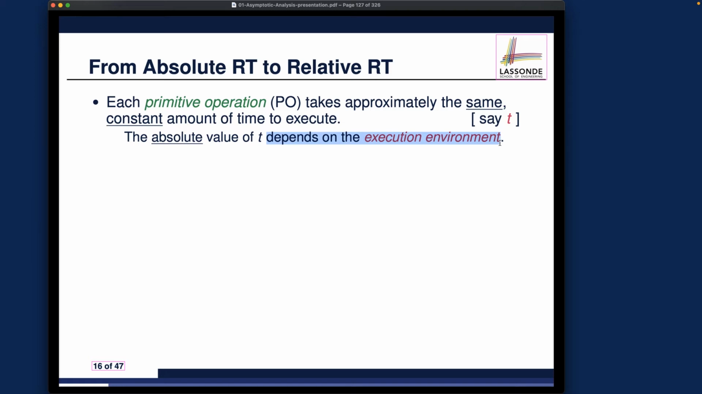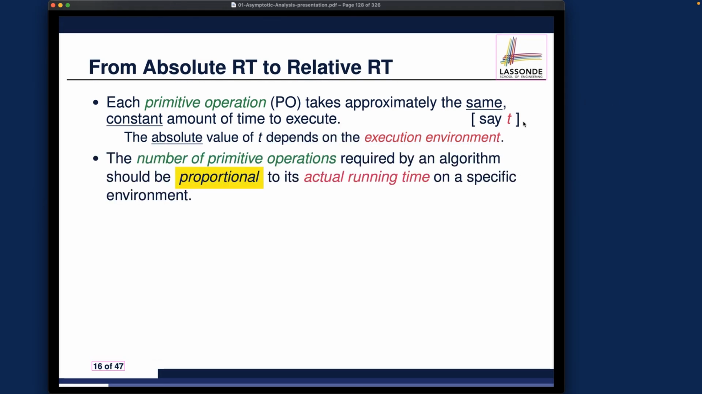We'll see. The number of primitive operations required by an algorithm should be proportional to its actual running time. So what should be the extra factor that we're talking about? Since we say it's proportional, the factor is the exact running time for each primitive operation on that particular platform.